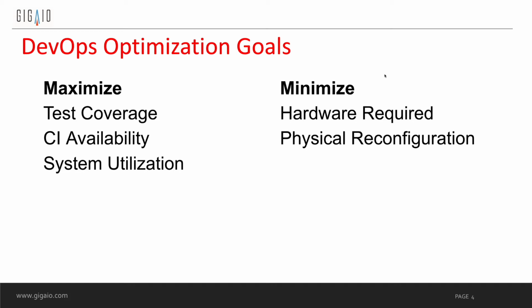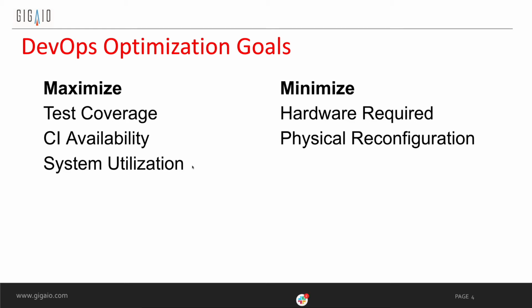So one of the DevOps goals should be to optimize your use of that hardware. We want to maximize test coverage and CI availability, meaning I want to make sure that when a developer pushes a piece of code, not only am I testing it in our integration setup, but I'm running the right tests. I also want to make sure I'm maximizing system utilization. So say overnight, when we don't have a developer pushing code, we then fall back to running our sanity tests or our nightly tests or our full suite of tests.